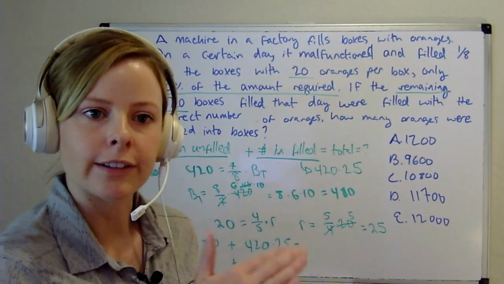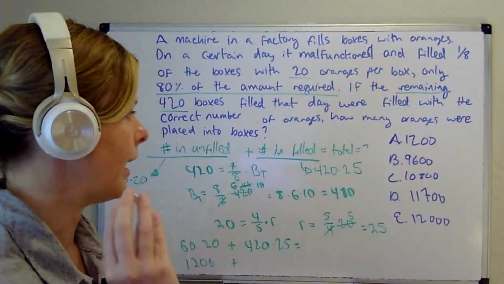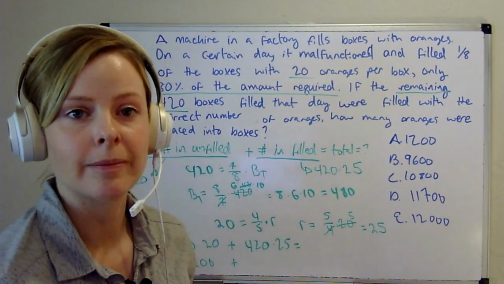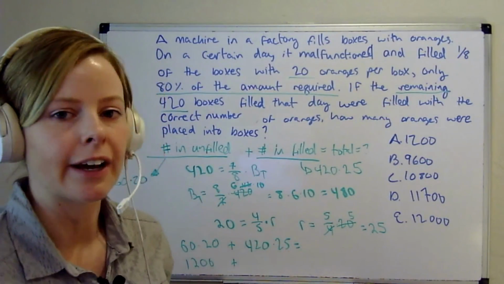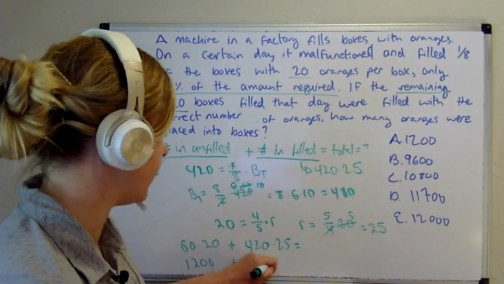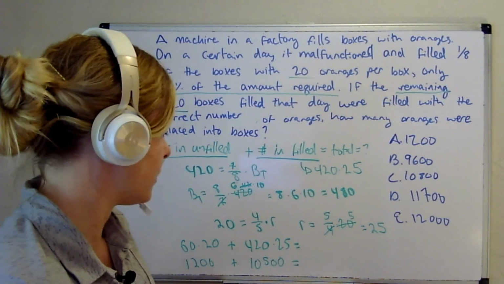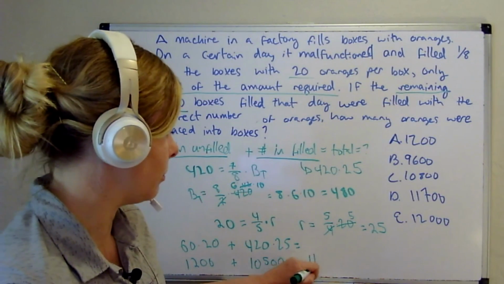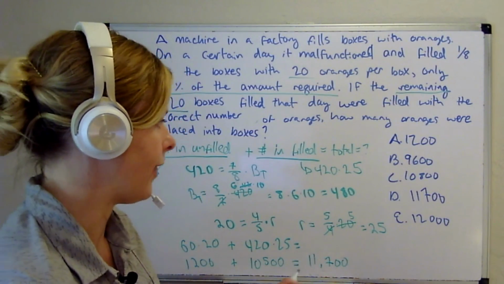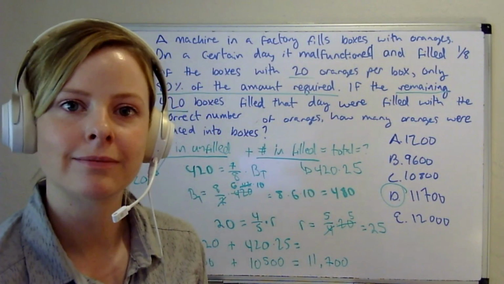That level is going to be different for everyone, but the main thing is not to be too tied to the calculator. Everything else here I think is easier by hand. But for this particular calculation, I would go ahead and whip out a calculator and figure out that it is 10,500. And then when we add these two things up, we will be left with 11,700 total oranges. And that matches with answer choice D, which is our final answer.